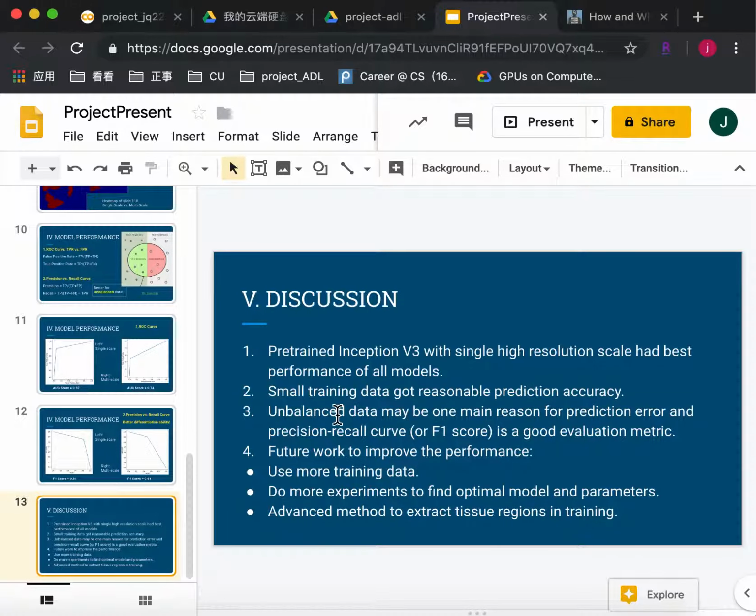And although we have unbalanced data, we find that through the F1 score or the precision recall curve, we could evaluate the model very well.